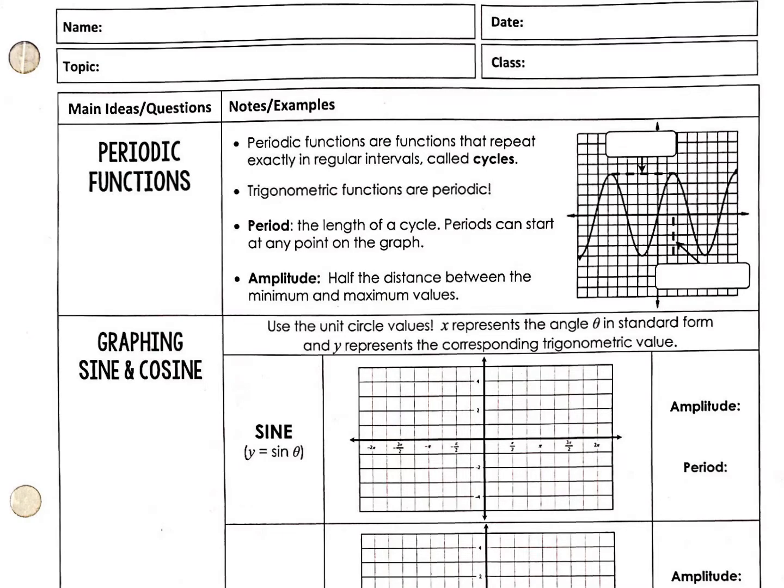So today we're going to look at lesson 13-5. We are going to graph sine and cosine functions, which are waves. First and foremost, a periodic function is a function that repeats exactly in regular intervals called a cycle. And we are going to call that cycle a period, because trig functions are periodic. So the length of a cycle is that period.